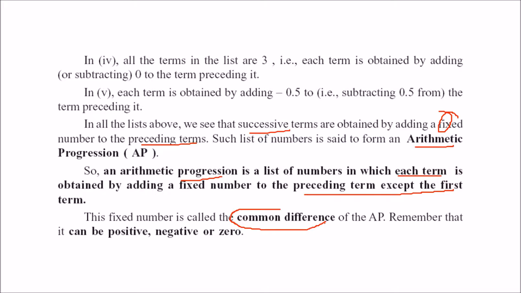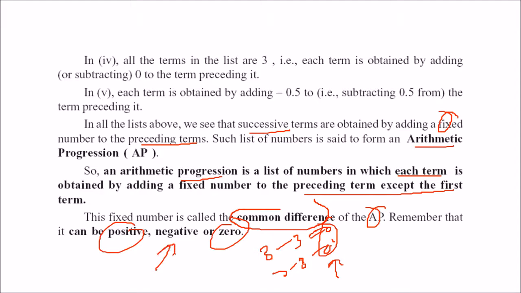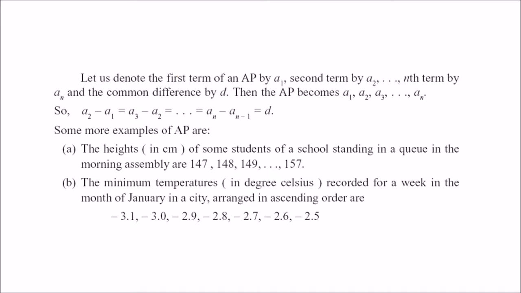And this fixed difference, which you saw, 3 minus 3, 0, 3 minus 3, 0, this 0 is the common difference of the AP. And please remember this, as I showed here purposefully, that the common difference can be 0, it can be positive, and it can even be negative. So if we form an AP from A1 to AN, A2 minus A1 will be equal to A3 minus A2, and the last term will be AN minus AN minus 1. All this will be equal to D, that is the common difference.